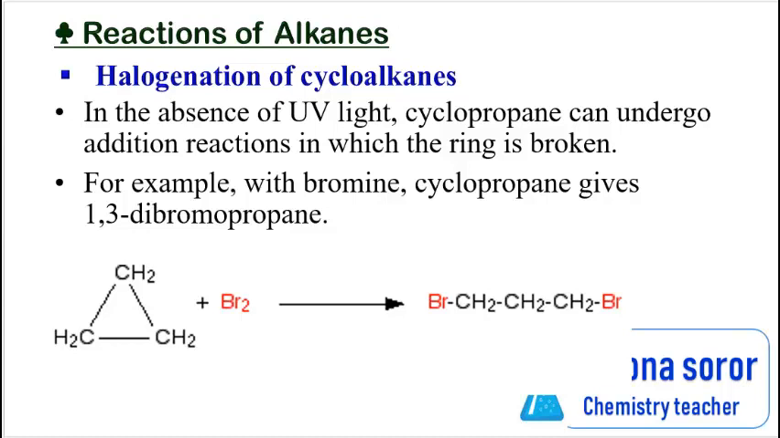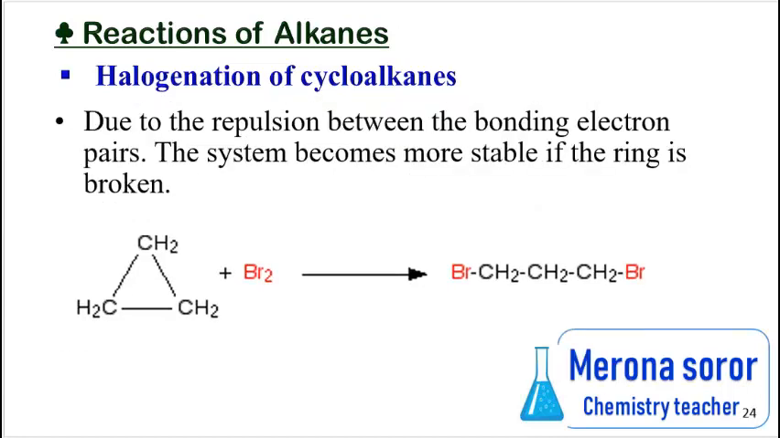For example, with bromine, cyclopropane gives 1,3-dibromopropane. Due to the repulsion between the bonding electron pairs, the system becomes more stable if the ring is broken.